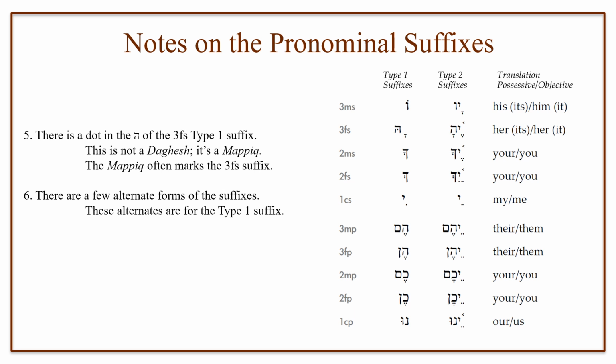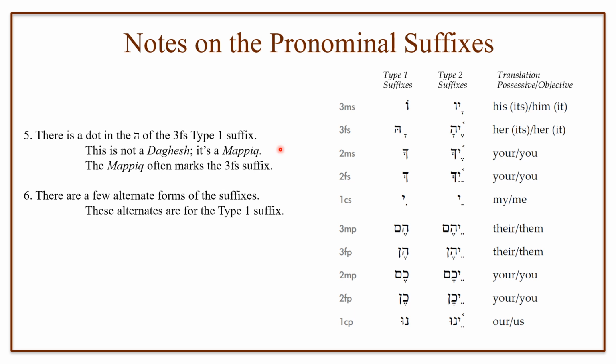All right, well, as you're looking through, you might see that this third feminine singular kind of looks like a feminine noun ending, but it has the dot in the hey, which is called a mapik. It's not a dagesh, that's a mapik. And so that's a helpful little dot to distinguish the feminine noun ending from the third feminine singular pronominal suffix.